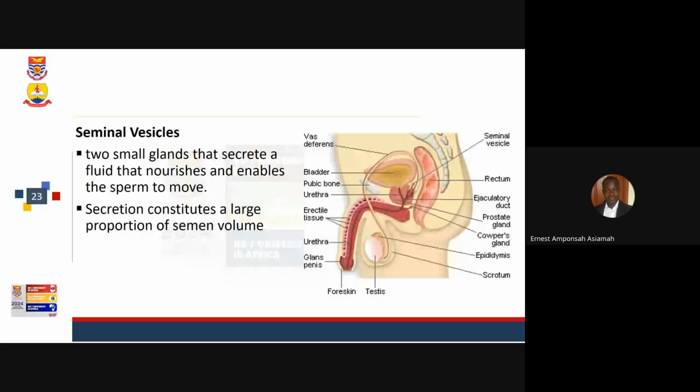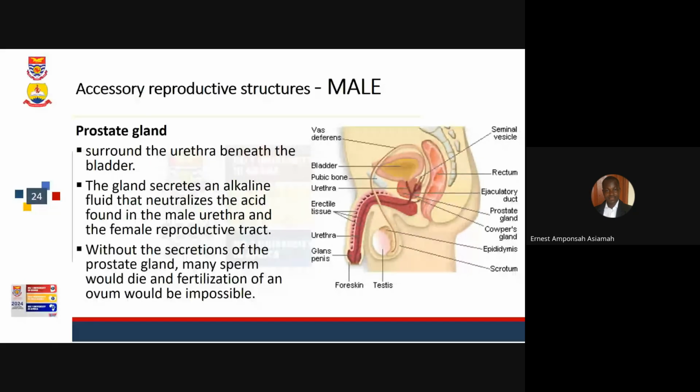The seminal vesicle opens into the ejaculatory duct. We also have the left and right. Then the last accessory gland is the prostate gland. The prostate gland surrounds the urethra.